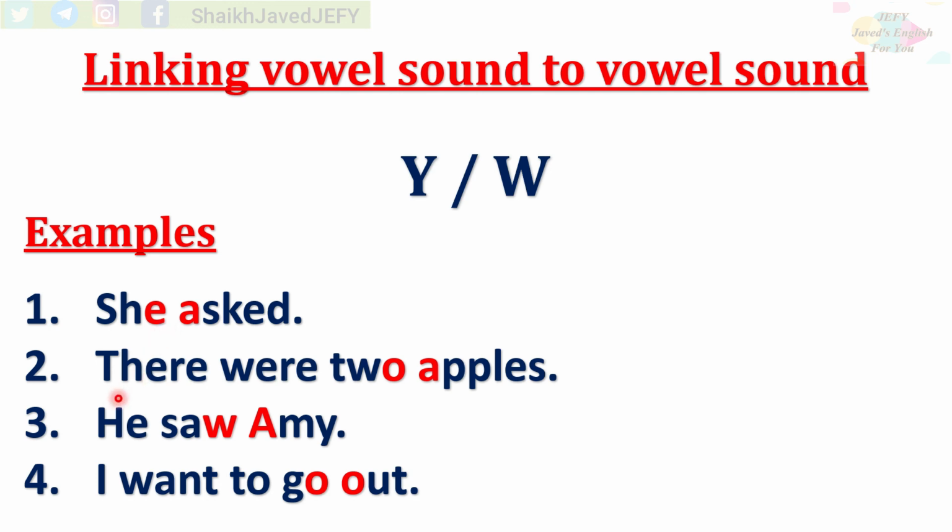There's another example. There were two apples. So here is a vowel O, and here's another vowel, that's A. Two apples. This sound is created. Two apples. Okay. There were two apples. We can clearly notice that there's this sound somewhere here. He saw Amy. So we can say he saw Amy, like that. And the other one, I want to go out. This sound is there, go out, like that.